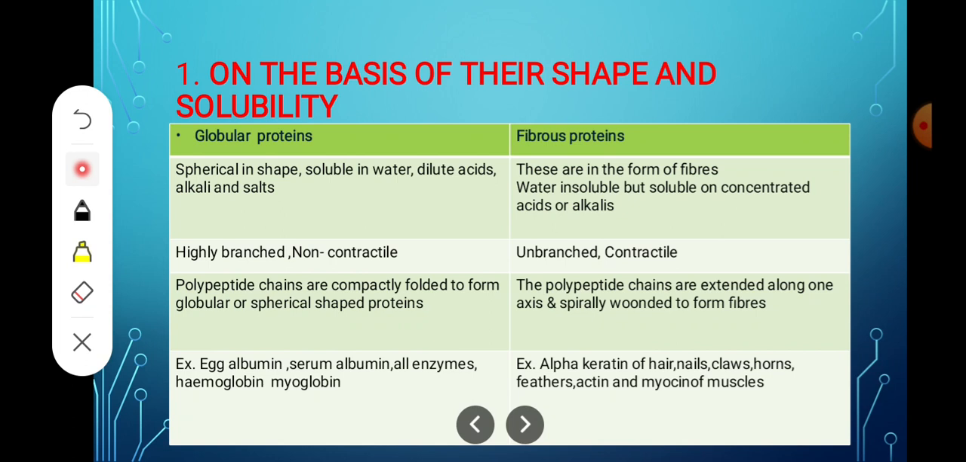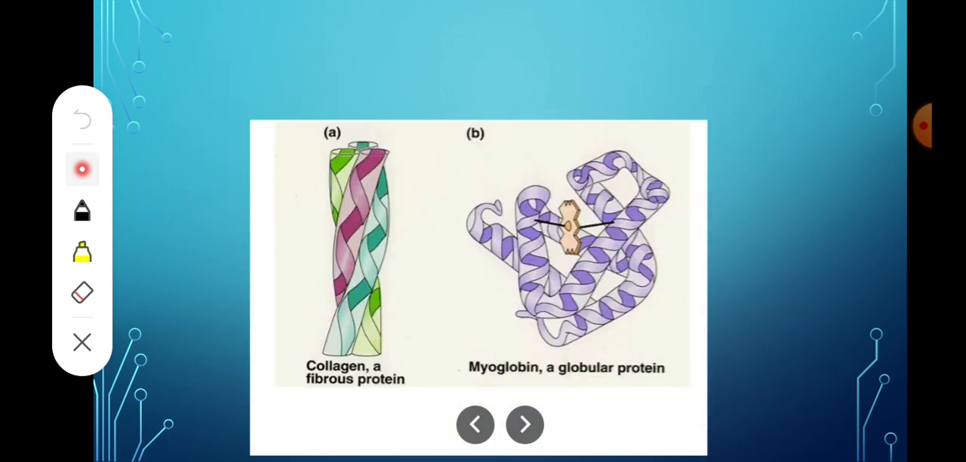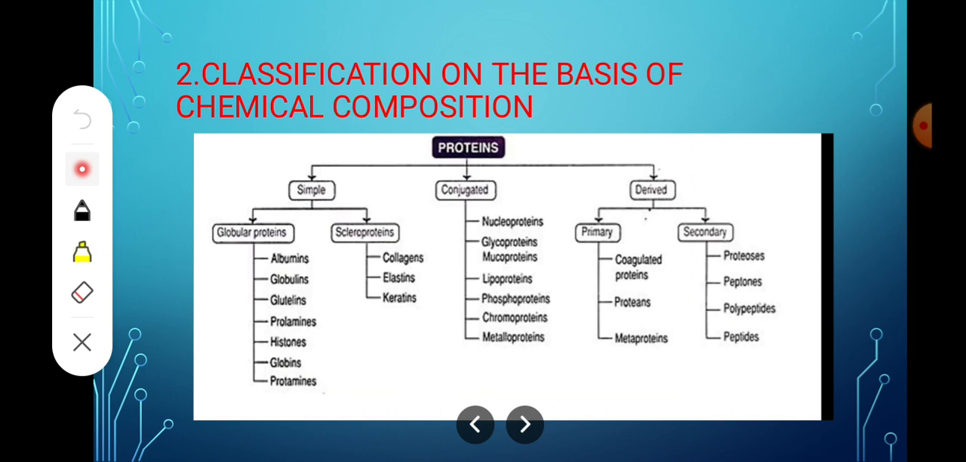Then fibrous proteins. These are in the form of fibers, water insoluble, soluble in concentrated acids or alkalis. These are unbranched, contractile. The polypeptide chains are extended along one axis, spirally wound to form fibers. The well-known example is alpha keratin of hair, nails, claws, and so on. This is the structure of globular protein and fibrous protein.